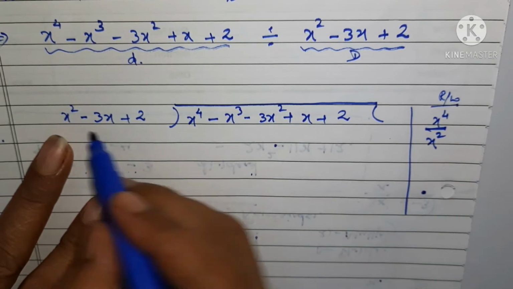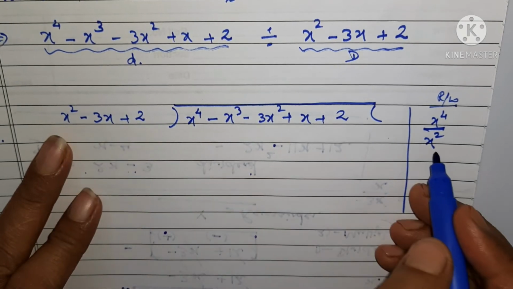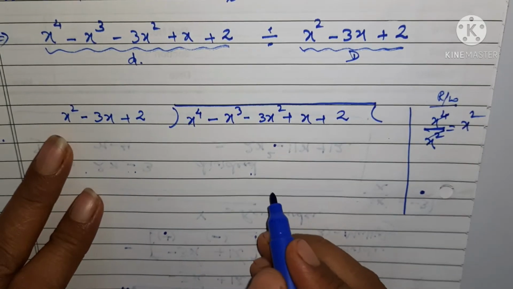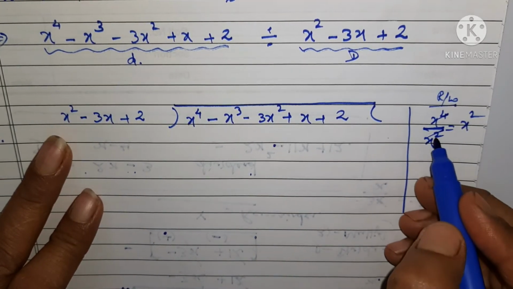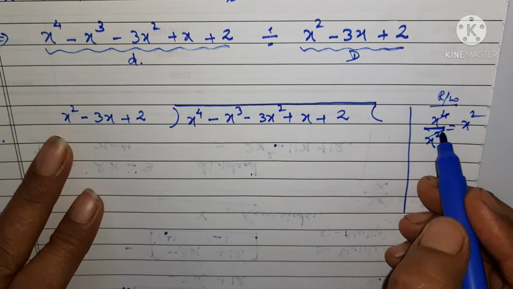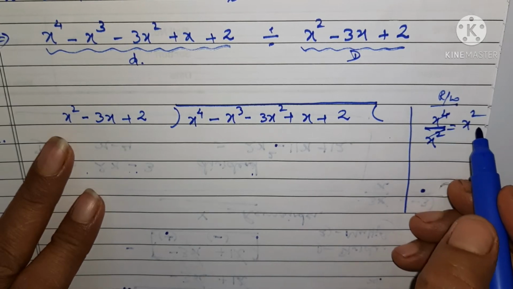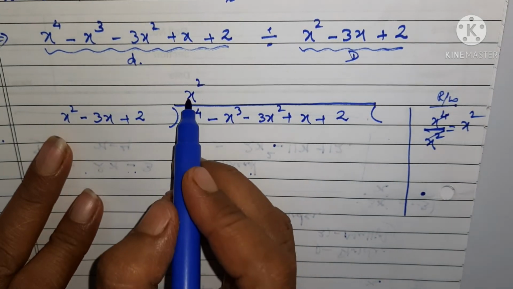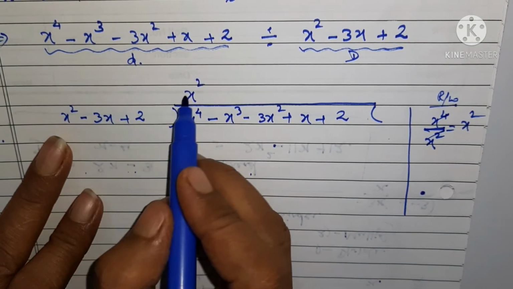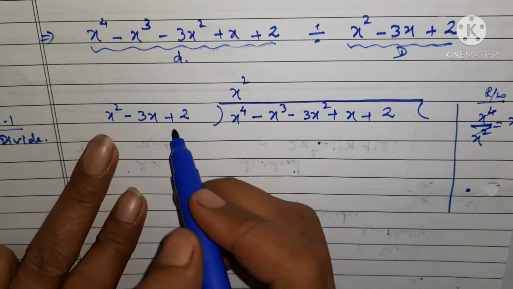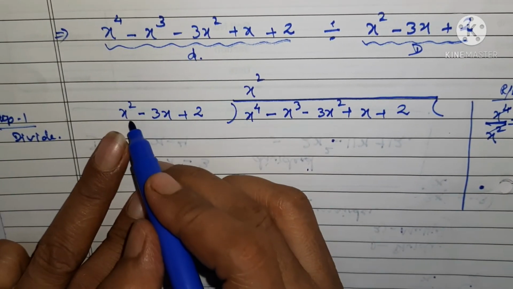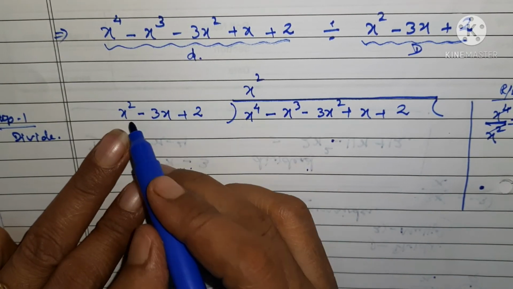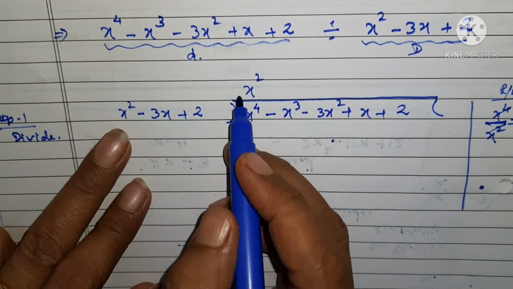Okay, so you can see that the first term is to be divided by x square. So you just divide the powers, what will you get? X square, right? When two of the x go out, you will see that only x square is remaining. That becomes your quotient here, right? Now this quotient is to be multiplied with each of the 3 terms of the divisor. The first term is what? X square into x square, you will get x to the power 4.